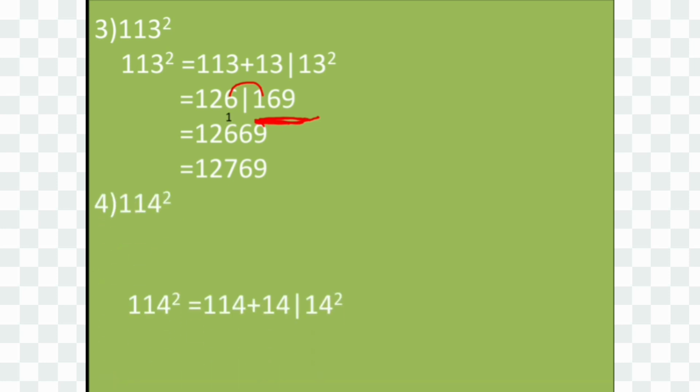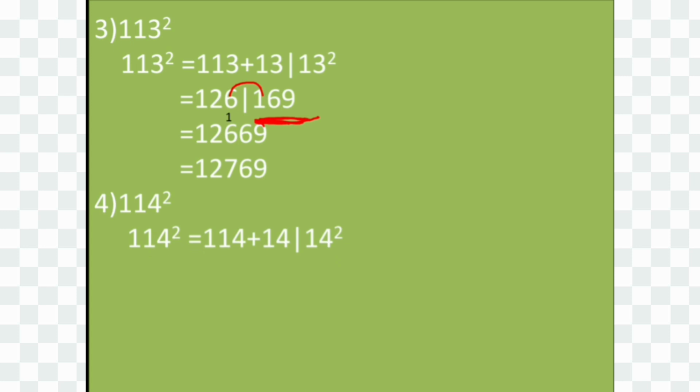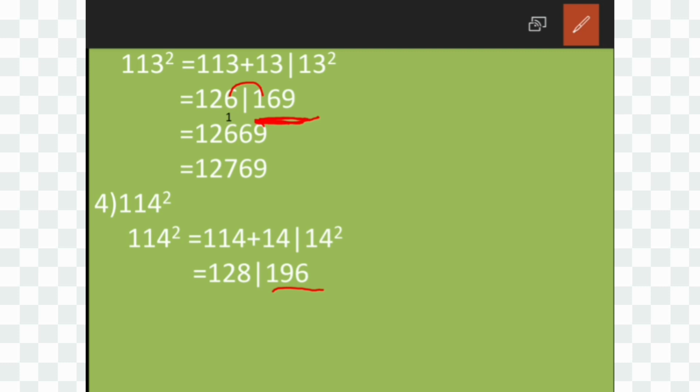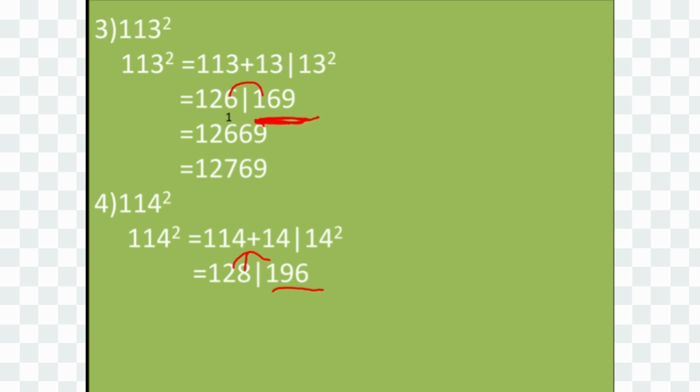Let's see 114 square. It is 14 away from 100. So add 14 to 114. 114 plus 14 and 14 square. 128 slash 196. So here also we have it in 3-digit form. So 1 should be carried towards its left number, that is 8. It's not 2, it's 8. So now in the next step, 1 is carried and adding it, 12996. So 114 square is 12996.